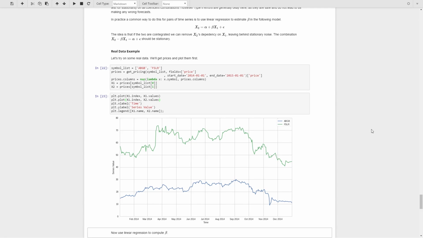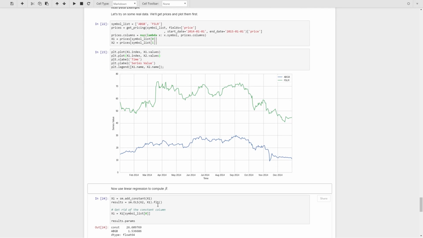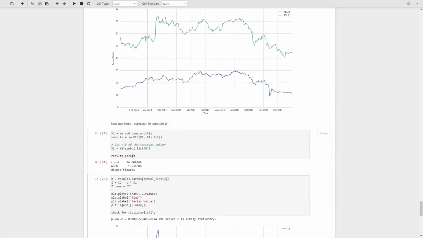So let's calculate the linear regression between these and see if the beta will allow us to construct the linear combination that's integrated of order 0. We'll use statsmodels as a Python package here to do a simple ordinary least squares regression, and we'll pull out what beta is. We get that beta in this case is 1.536, so about 1.54.